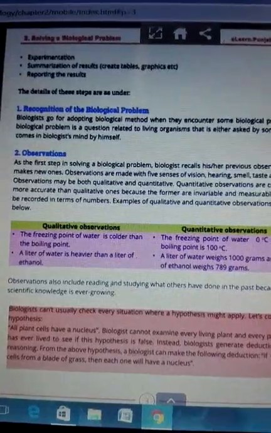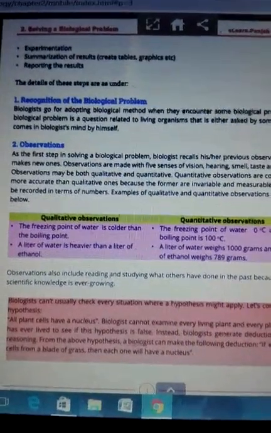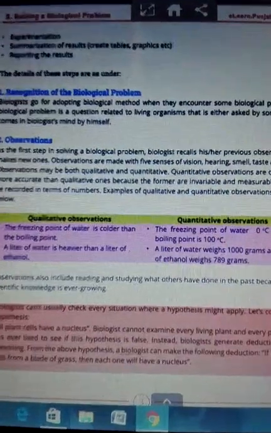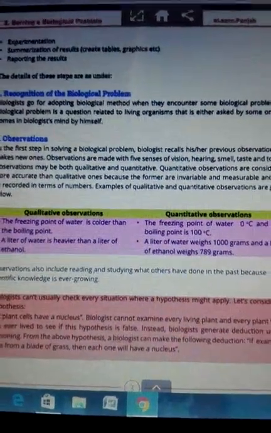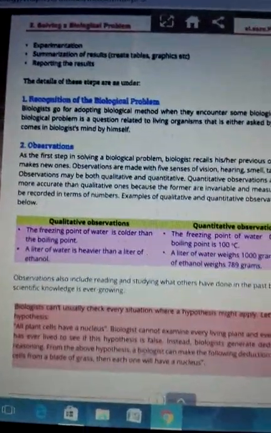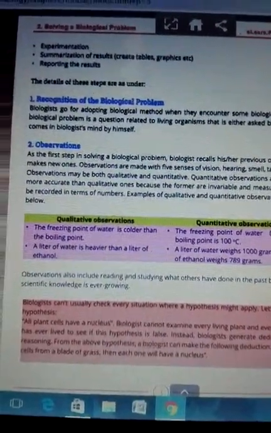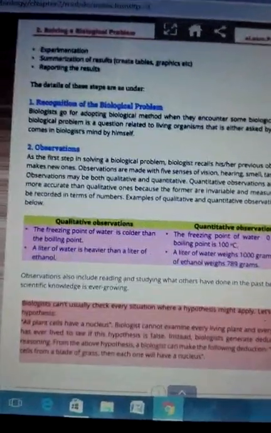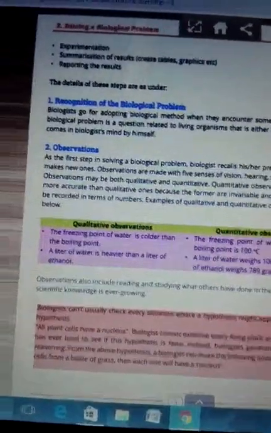Guys, this is the definition and you have to highlight this. A biological problem is a question related to living organisms that is either asked by someone or comes into the biologist's mind by himself. It is a question whose answer we don't know. Everybody is eager or keen to know what is actually behind the whole thing.